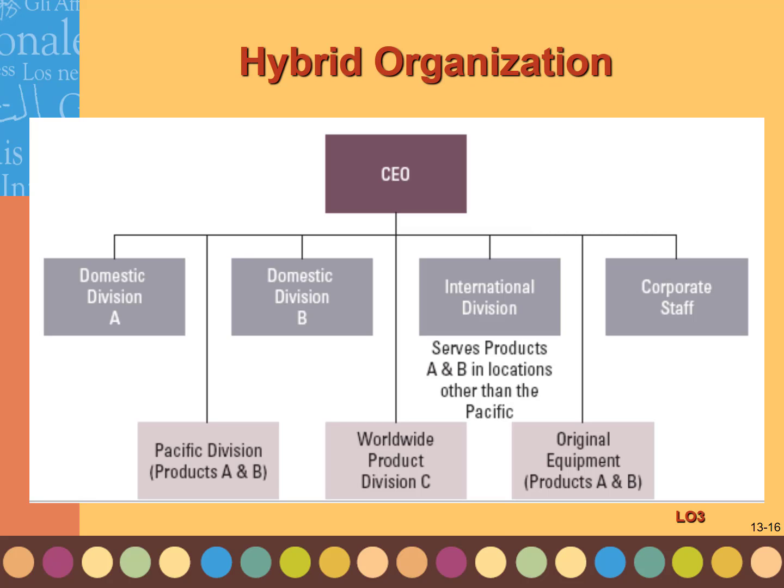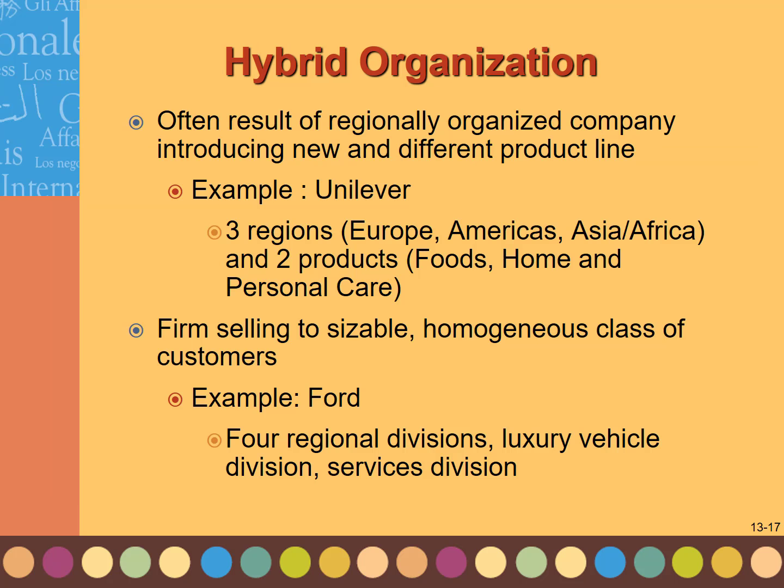Hybrid organization. This is when you're mixing multiple types of organizations. So you have your CEO, you have your domestic divisions, and so you can go over here to your domestic division A, then you have your Pacific division for A and B. You have your worldwide product division for C, international. You can see that it's just kind of a conglomerate of a lot of the different forms of organization.